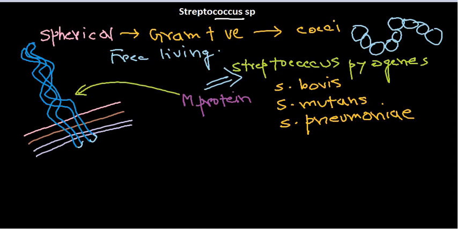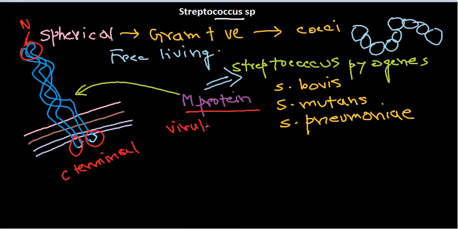As it is embedded, this particular terminal here is called the C terminal of this protein, and this is the N terminal of that protein. And this M protein is the major virulence factor for the Streptococcus pyogenes bacteria. What they can do is trigger an immune response, they can trigger different chemical toxins or cytotoxins, and they can kill cells, right?